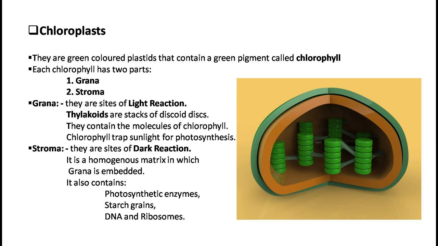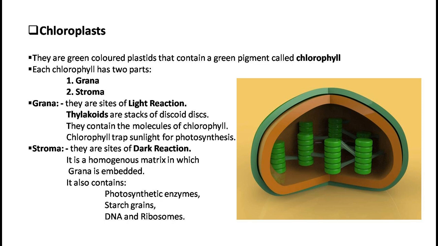Now the chloroplast has two parts, grana and stroma. Grana is the site of light reaction. We have thylakoids. They are stacks of discoid discs. They contain the molecules of chlorophyll. Chlorophyll traps sunlight for photosynthesis and prepares food.